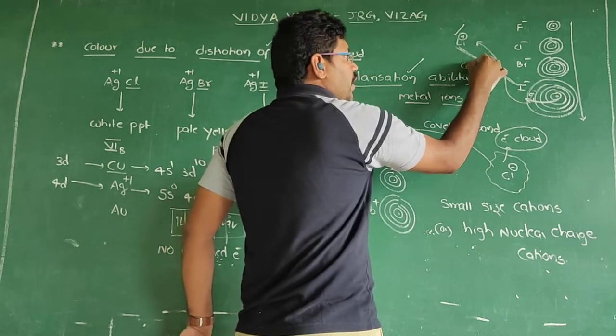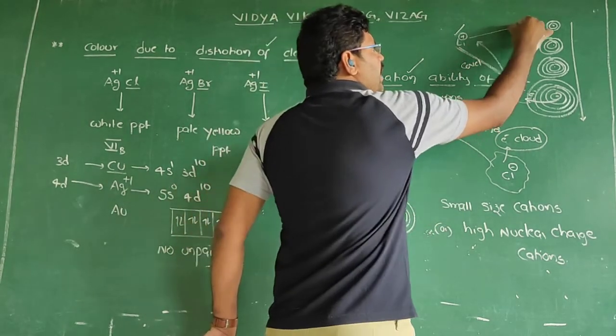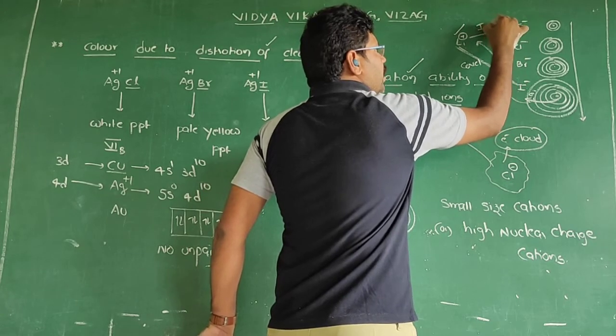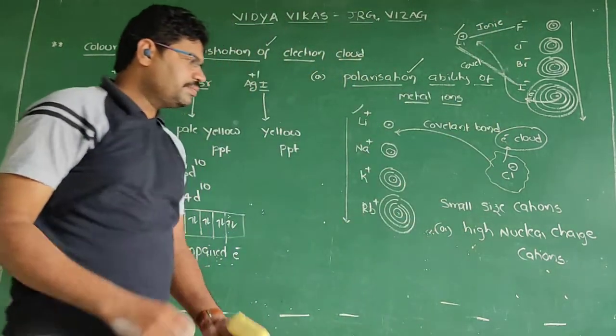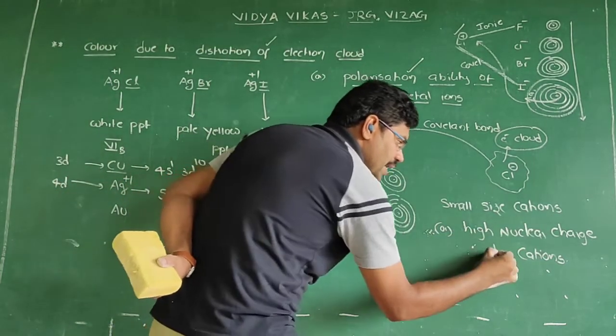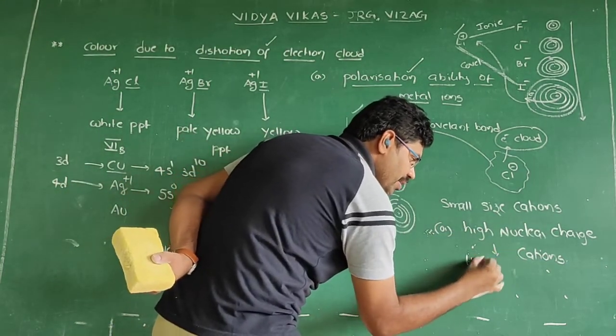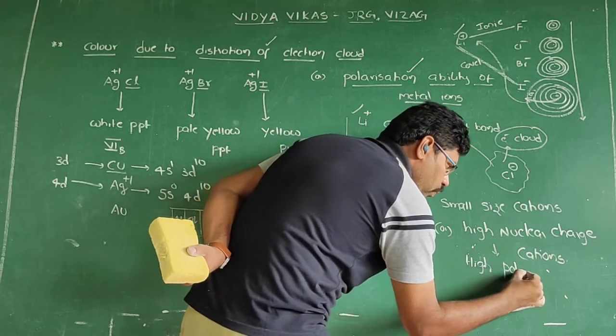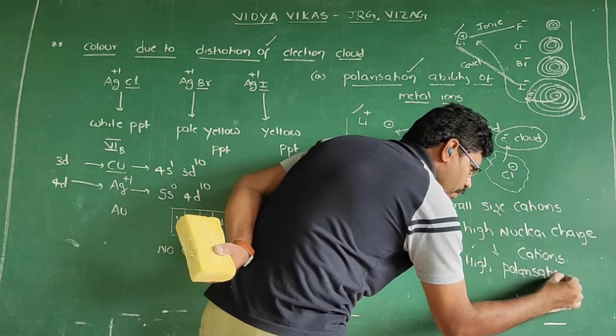That is why this is covalent nature. Lithium fluoride, less polarization, ionic nature. Are you got it? So small size cations or high nuclear charge cations have high, dear students, polarization capacity.